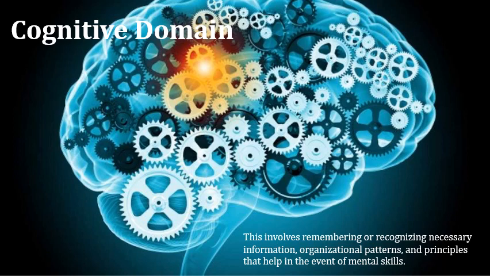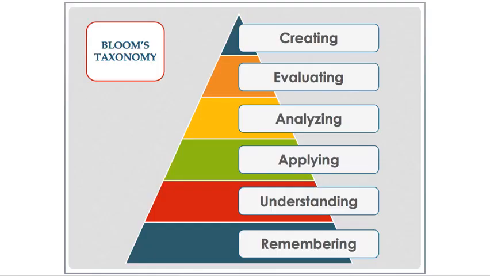So cognitive domain is always associated to mental skills. So there are 6 main groups of processes involved in the cognitive domain, beginning from the easiest to the most complex. And they are remembering, understanding, applying, analyzing, evaluating, and creating.